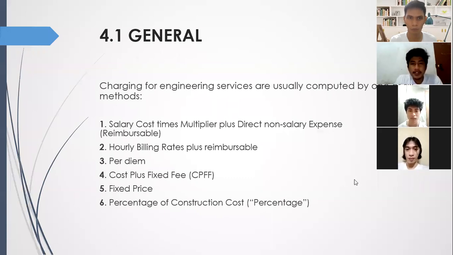Charging for engineering services is usually computed by one of six methods. One, salary cost times multiplier plus direct non-salary expense or reimbursable. Two, hourly billing rates plus reimbursable. Three, per diem. Four, cost plus fixed fee. Five, fixed price. Six, percentage of construction costs.